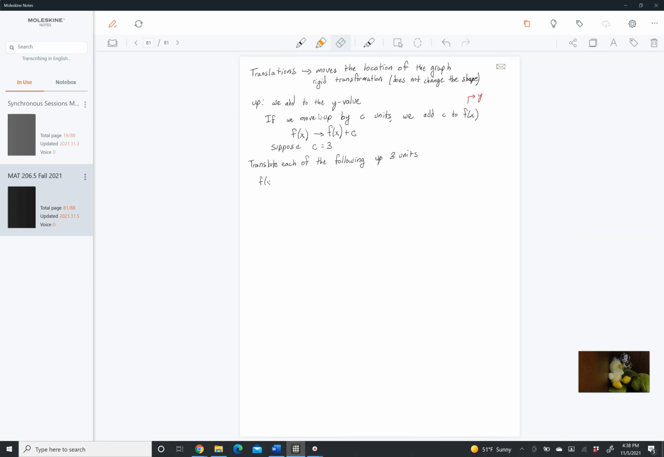So let's say that we have a linear function. Let's say that we have a quadratic function, which is essentially a polynomial function. Let's take the example of an exponential function, a logarithmic function, and let's do an absolute value function again.